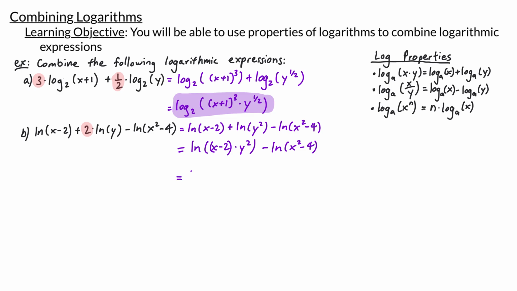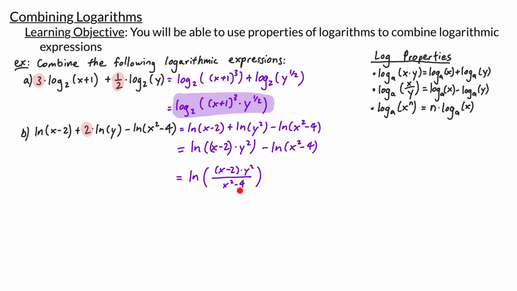So this is going to give us ln of x minus 2 times y squared in the numerator, and since we're subtracting ln of x squared minus 4, the x squared minus 4 goes into the denominator. So we've now combined things into a single logarithm. But for this example, we might notice that we can simplify this even further.